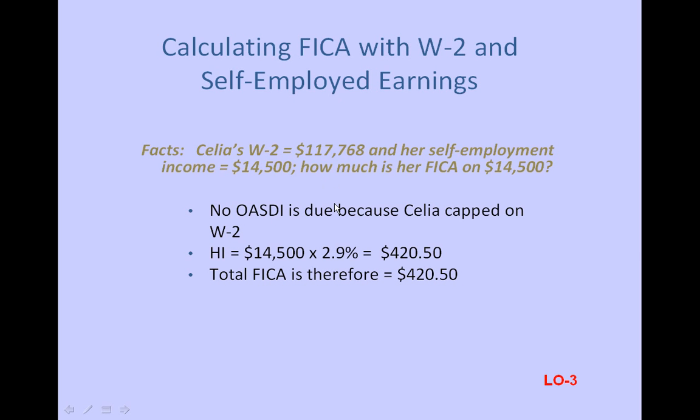However, her Medicare health insurance required on that $14,500 of self-employment income is 1.45% twice, or 2.9%, $420.50. Therefore, her total FICA, we use FICA to describe this, health insurance and the old age and survivor disability insurance. We describe FICA that way. So her FICA is only health insurance, but it's still called FICA, and it is due on that $14,500.